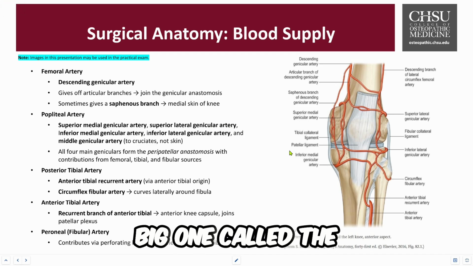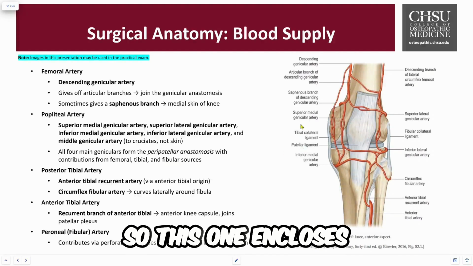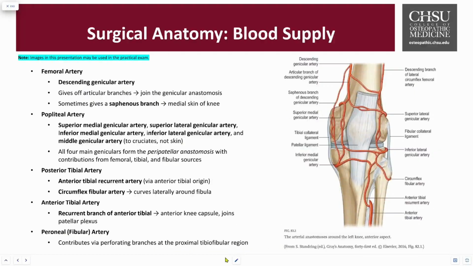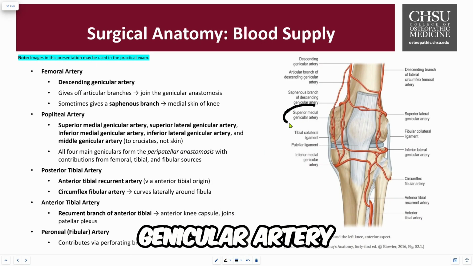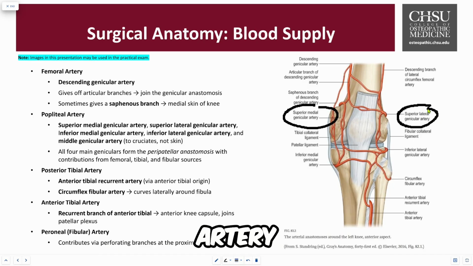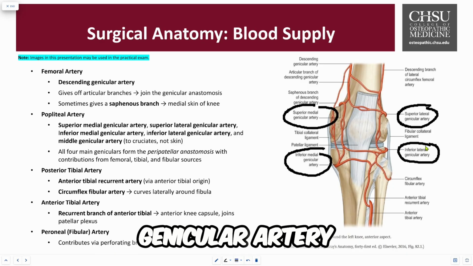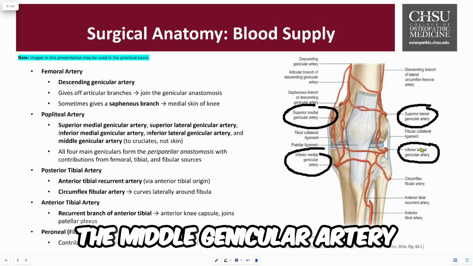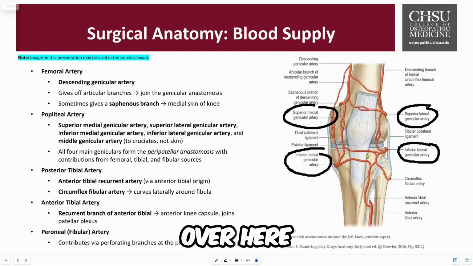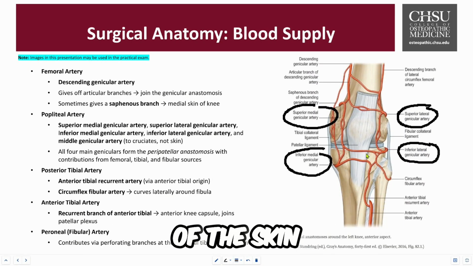Then we have a big one called the popliteal artery. It breaks out into several key ones. So this one includes the superior medial genicular artery. We also have the superior lateral genicular artery. We also have the inferior medial genicular artery and the inferior lateral genicular artery. And the last but not the least is the middle genicular artery that you don't see over here. And that one directly goes to the cruciate ligaments and not parts of the skin.